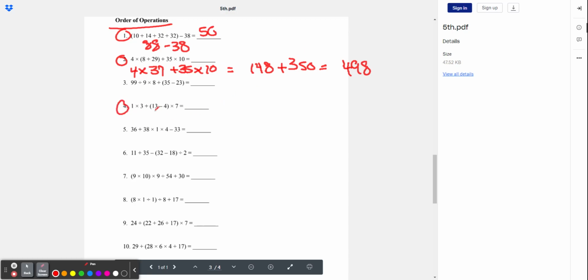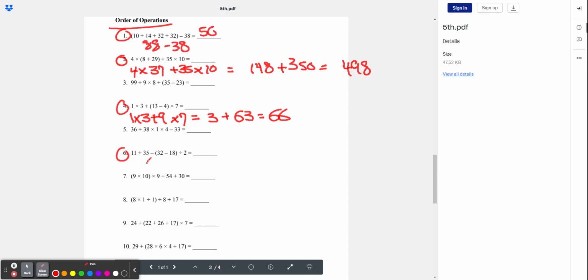4. We're going to do what's inside the parentheses first. 13 minus 4, that is 9. So we have 1 times 3 plus 9 times 7. Now we have to do the multiplication before we add. 1 times 3 is 3, and 9 times 7 is 63. So the answer would be 66.